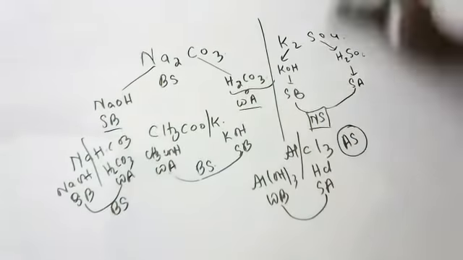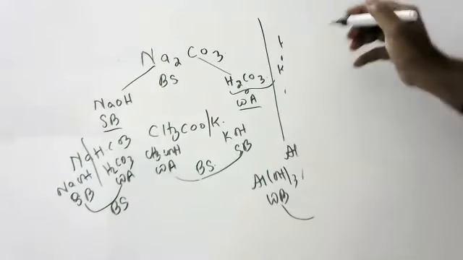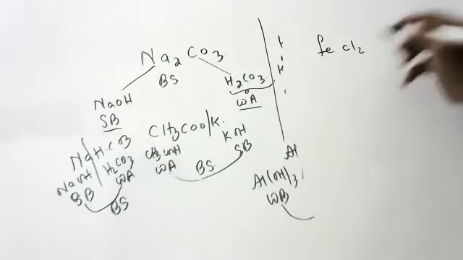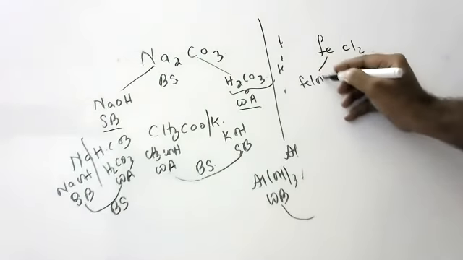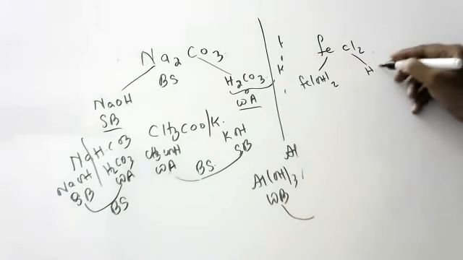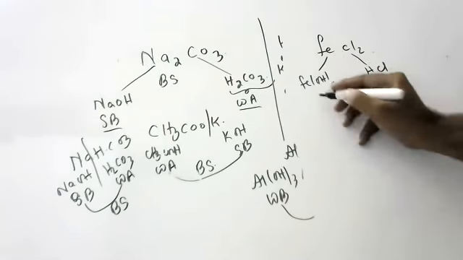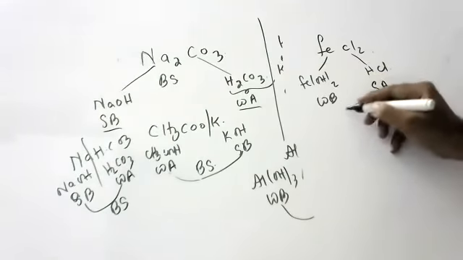One more example, sir. I can give you any number of examples, children, but the only thing is you have to practice. FeCl3, someone asks. This is coming from which base? Iron hydroxide. This is coming from which acid? HCl. This is a strong acid and this is a weak base. Strong acid and weak base is what? Acidic.